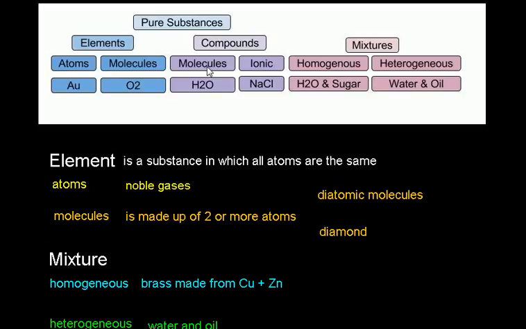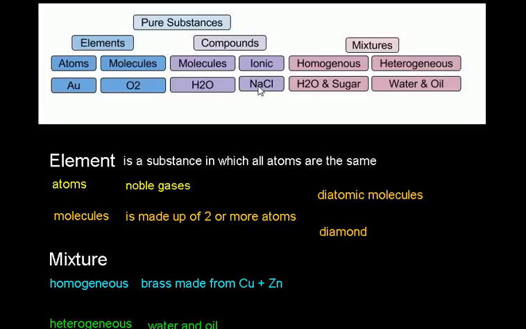Compounds can also be molecules, and this can be confusing at first, but a molecule is made up of 2 or more atoms, and it doesn't make a difference if it's atoms of the same element or atoms of different elements. So oxygen can be a molecule because it's 2 atoms, and it's still a molecule even though it's from the same element. Water is a molecule because it's made up of actually 3 atoms of different elements. It's made up of 2 hydrogen atoms with 1 oxygen atom, and therefore it's a molecule because it's made up of 2 or more atoms.